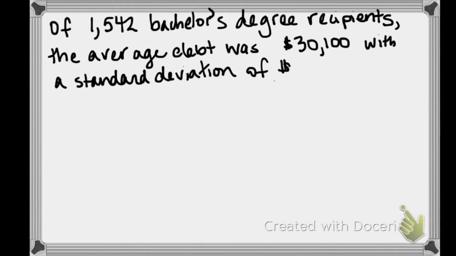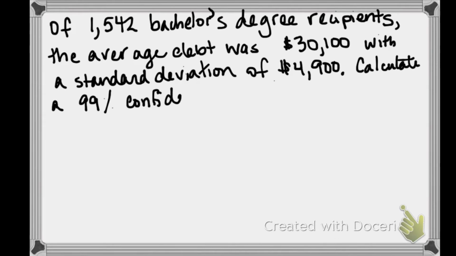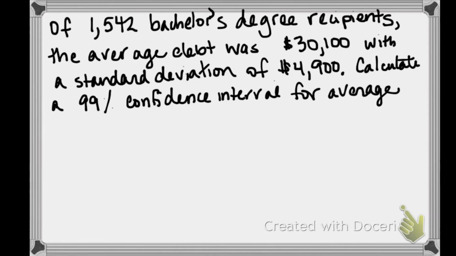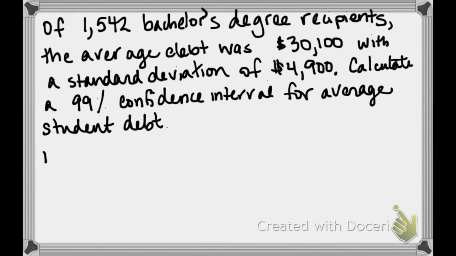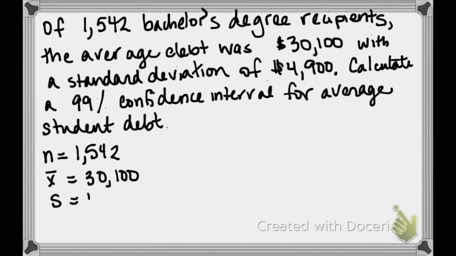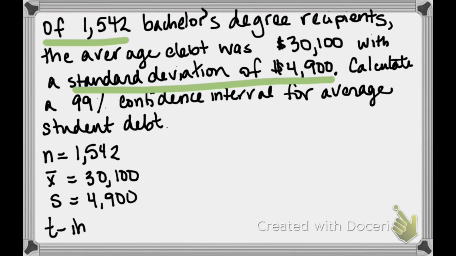That's a sample, so our population's student debt is not $30,000. We want to create a 99% confidence interval to find what the average student debt is. So again, let's identify some of the variables here. N, the sample size, is 1,542. The sample mean is 30,100, and the standard deviation is 4,900. Because it came right after the sample, we know that this is S, not sigma.